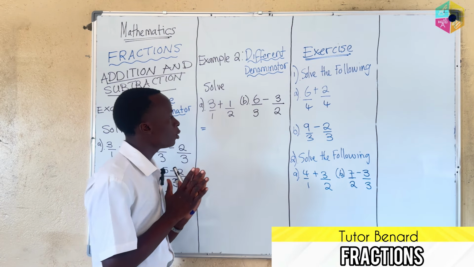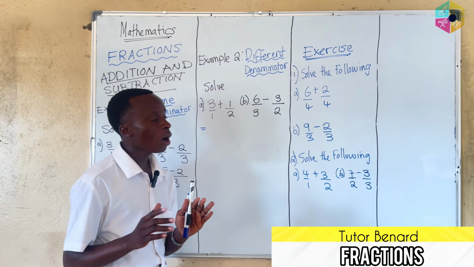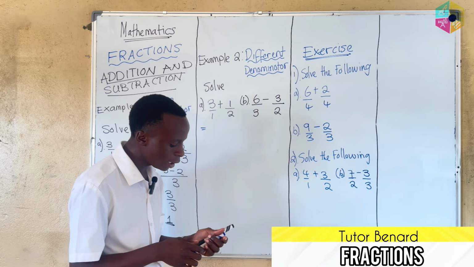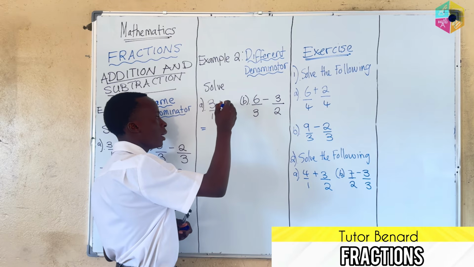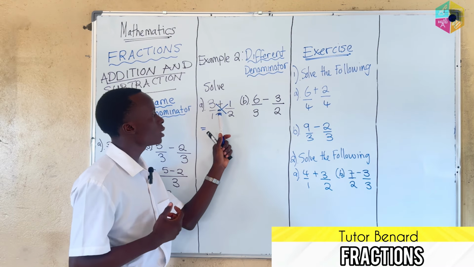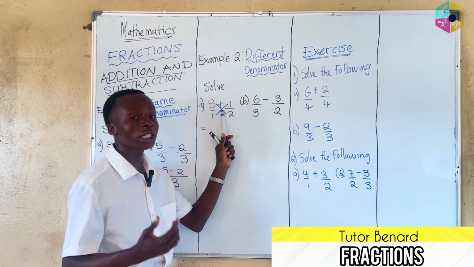The way that I'll teach you here is a simpler way: whenever you have two different denominators, the first thing that you do is you introduce an x there. This x that you have introduced is what we call cross multiplication.